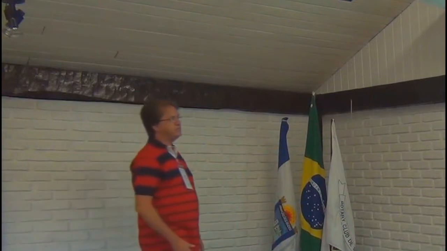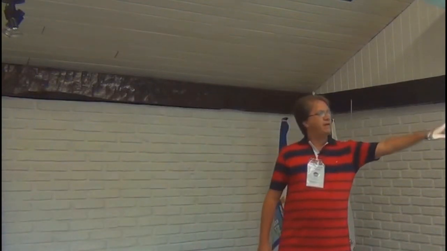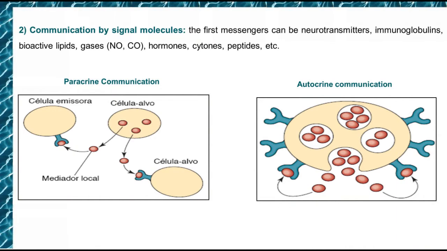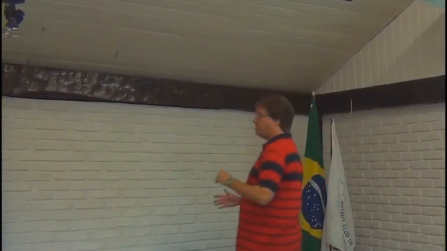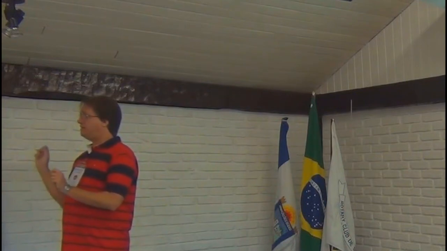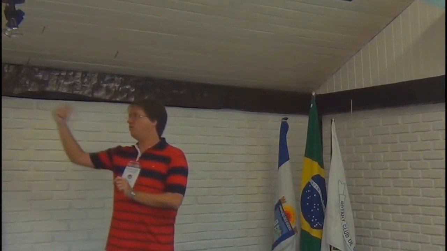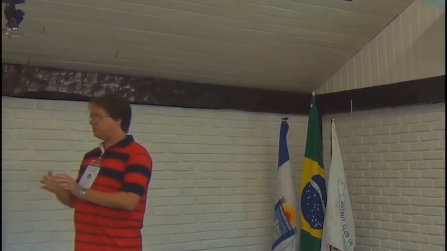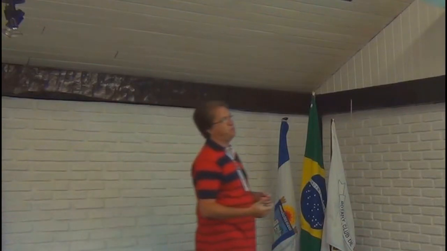This kind of communication can be divided into the paracrine or the autocrine model of communication, okay? The paracrine mediators cannot go very far from the place where they are produced because they are labile. They are rapidly metabolized by the organism. So they are not good signal molecules for long distance, okay? They just play a role in the vicinity of the place where they are produced.